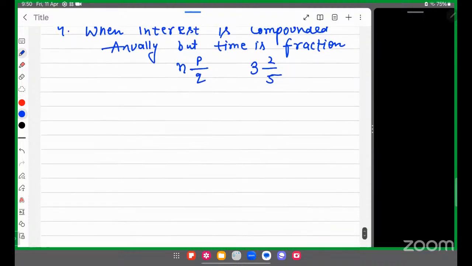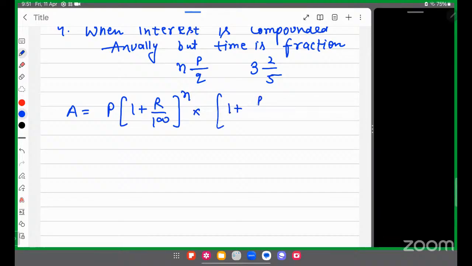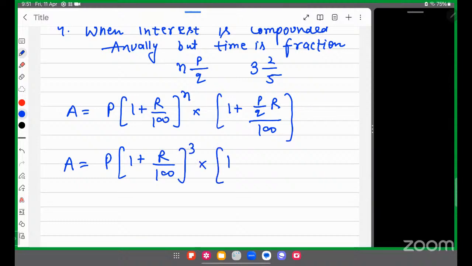Right? So in that case, we will have the value for A, P into 1 plus R by 100 raised to power n multiplied with 1 plus p by q times R divided by 100. In case of 3 and 2 by 5, we can write it as P into 1 plus R by 100 raised to power 3 multiplied with 1 plus 2 by 5 R by 100. Are you getting it? How to deal with fractional time period?